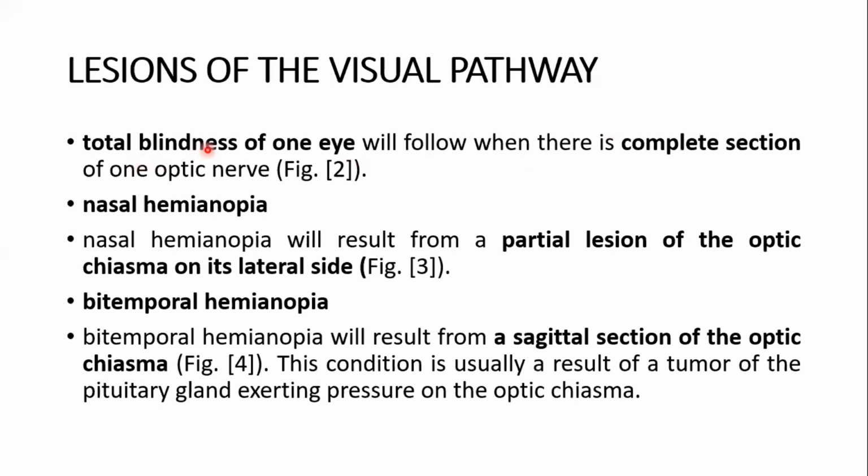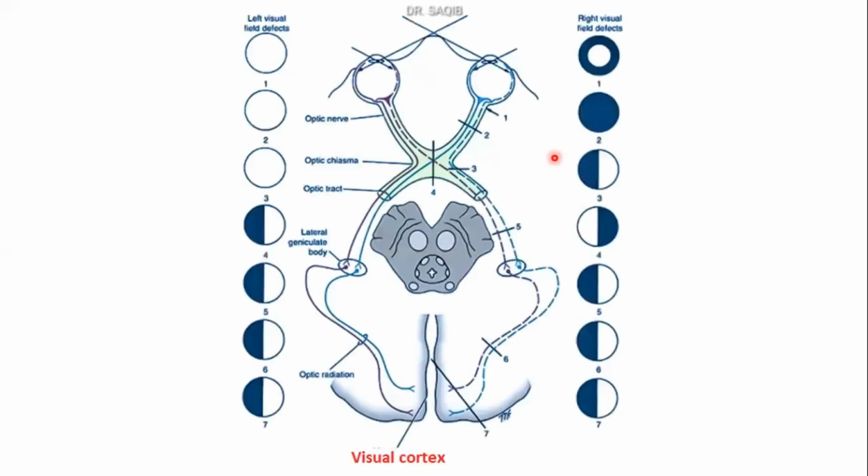Now number 2, total blindness of one eye, which follows when there is complete section of one optic nerve, right? This is complete section of one optic nerve. Here you could see, and this is the right visual field of vision. So this is the complete loss of vision on one side. On one side, there is complete section of the optic nerve. This was a neuritis, optic neuritis.